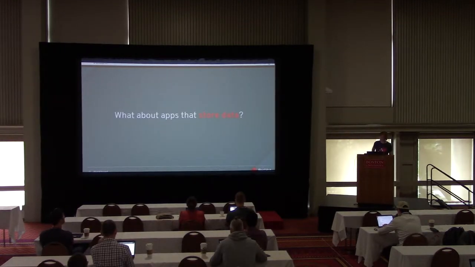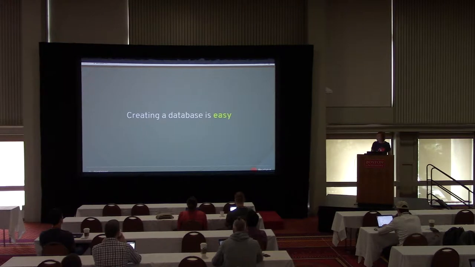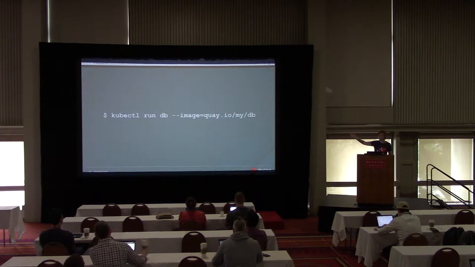So what about applications that store data? Scaling stateless applications is easy. Applications that store data might be a little bit more complex. You can think about things like a database, where they might have their own notion of a cluster. So you're running in your Kubernetes cluster, but maybe you're running something like Redis Enterprise that has its own notion of a cluster as well. That introduces some complexity to the system. But in general, in Kubernetes, creating a database is easy. Say you have some imaginary database here. All you have to do is tell it what to run, pass it the image for what you want to run, and it will get it up and running for you.